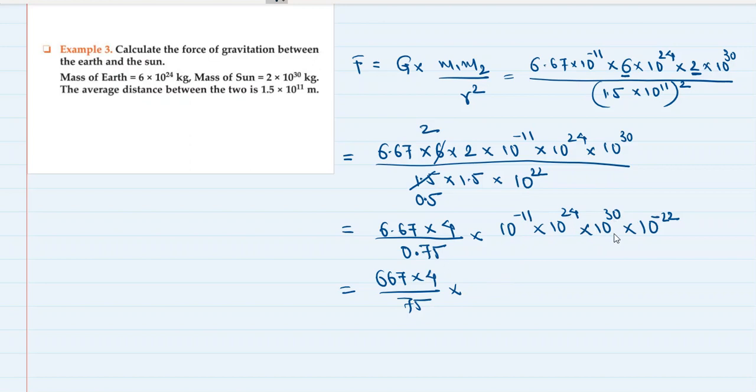So 24 plus 30 is 54. 54 minus 33. Okay, 54 minus 33 is 21. Yes, 21. Okay, so this will become 10 raised to 21. Okay, now use your calculation skills, not the calculator. Use your calculation skills and find the answer to this. Pause the video and find the answer.